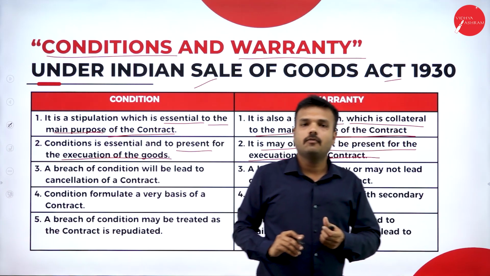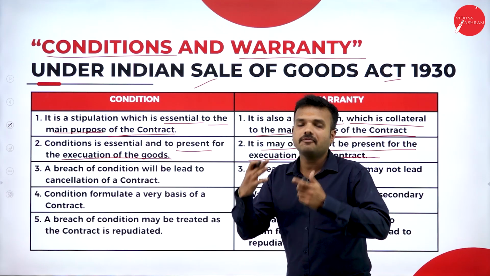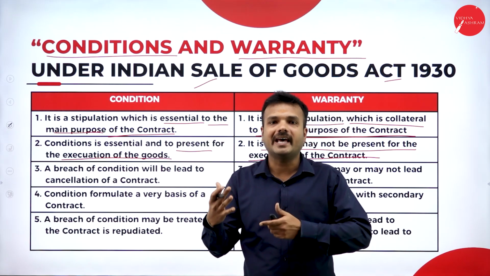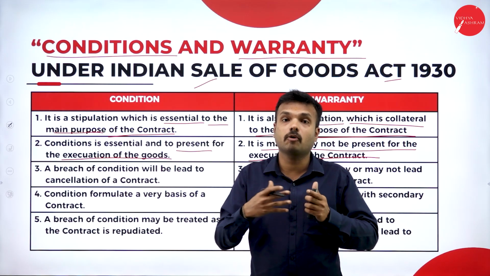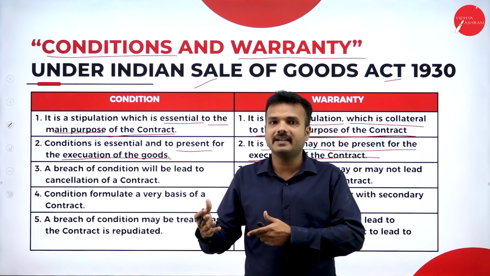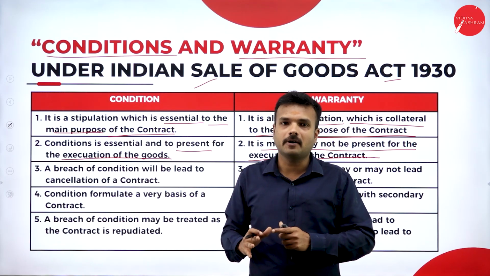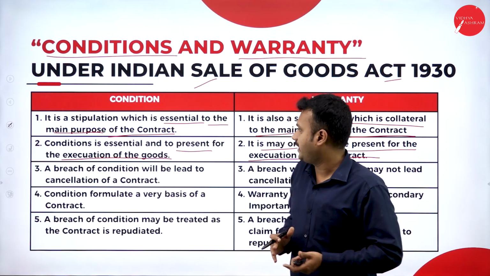For example, if we purchase any product, there is something called warranty and guarantee. There are a number of products where they are not going to give the warranty and guarantee. The best example is a China made product. They are not giving any kind of warranty.